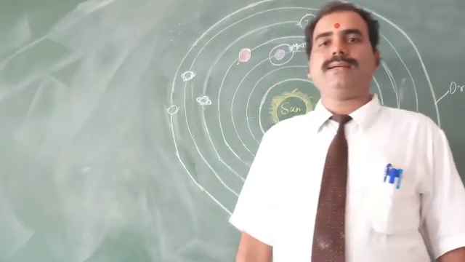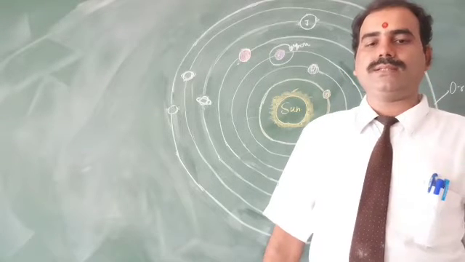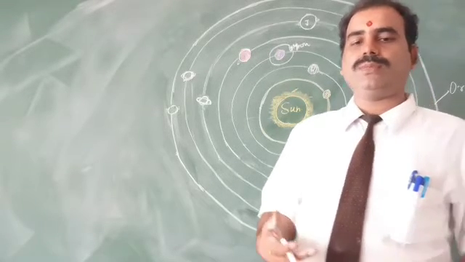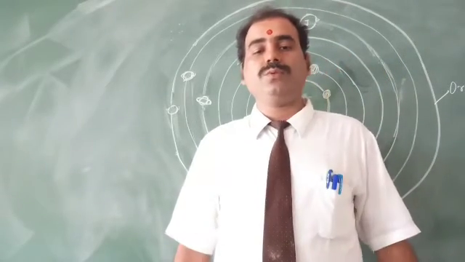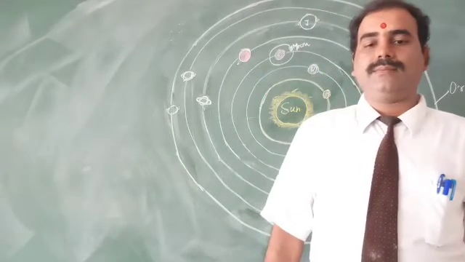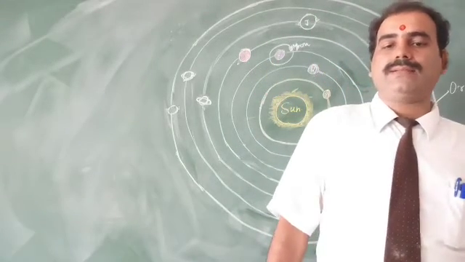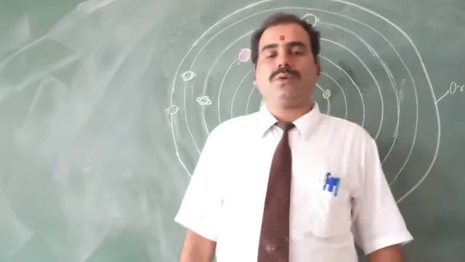A dwarf planet is a celestial body that orbits the Sun, has enough mass to assume a nearly round shape, and is not a moon. These include Pluto, Ceres, Eris, Makemake and Haumea. These all are dwarf planets.